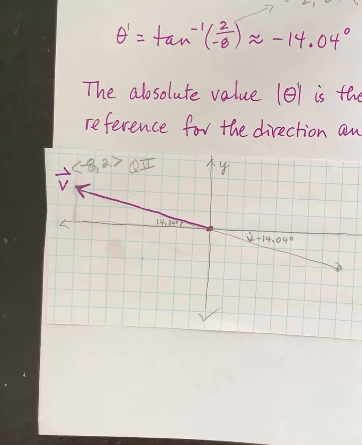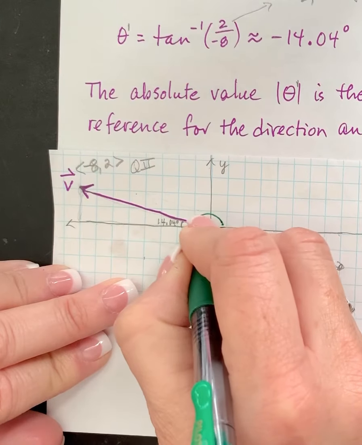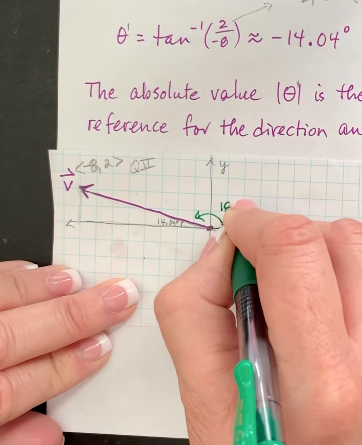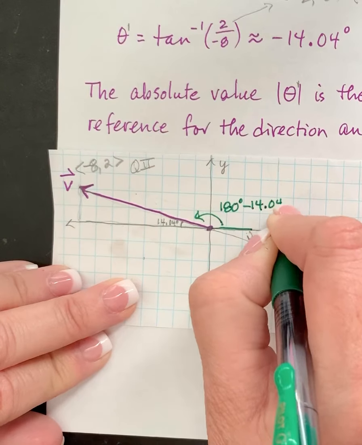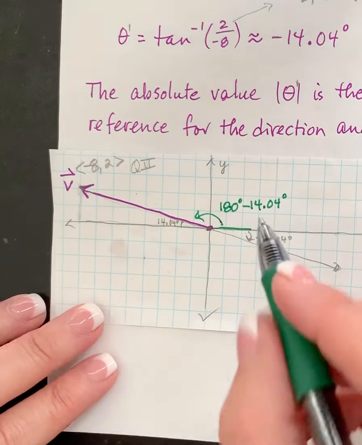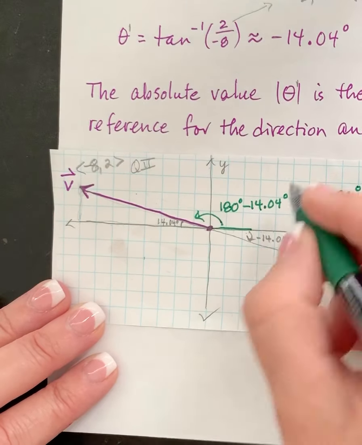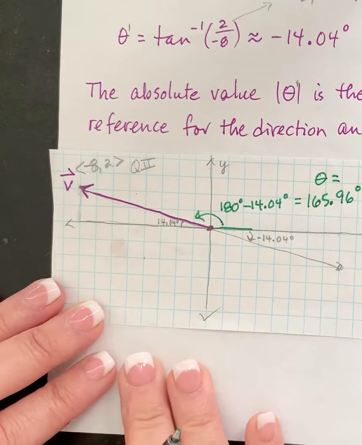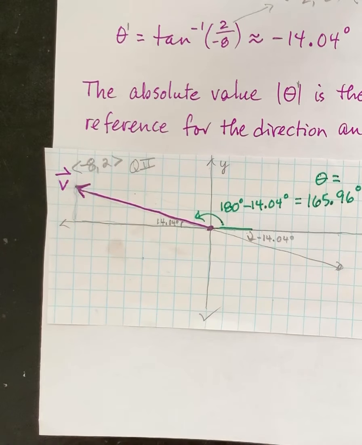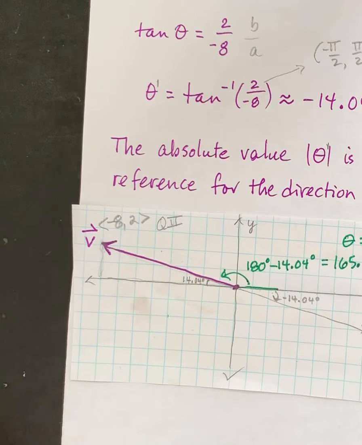And so the actual direction angle that we're going to use is here. So we're going to do 180 degrees minus 14.04 degrees. Okay, and then that will give us the result of 165.96 degrees. That's our true theta or direction angle. Now this was -8, 2, in the second quadrant.